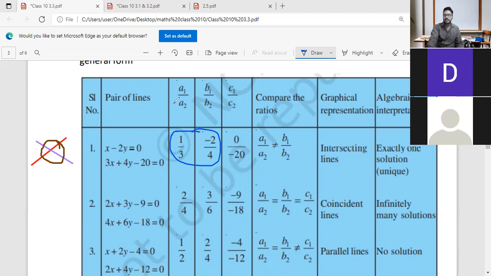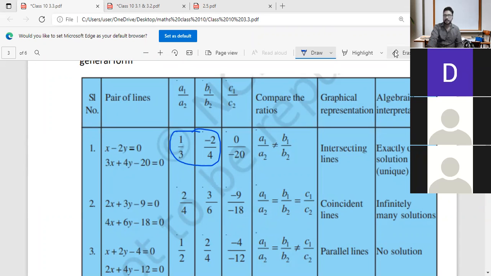In our second case, we are considering a1 by a2, b1 by b2. In all these cases, all three ratios are equal. See, a1 by a2 is equal to b1 by b2 is equal to c1 by c2. They are coincident lines, which means they have infinitely many solutions. Clear? You should learn this table. You should understand from this table, because each and every case is shown here clearly.